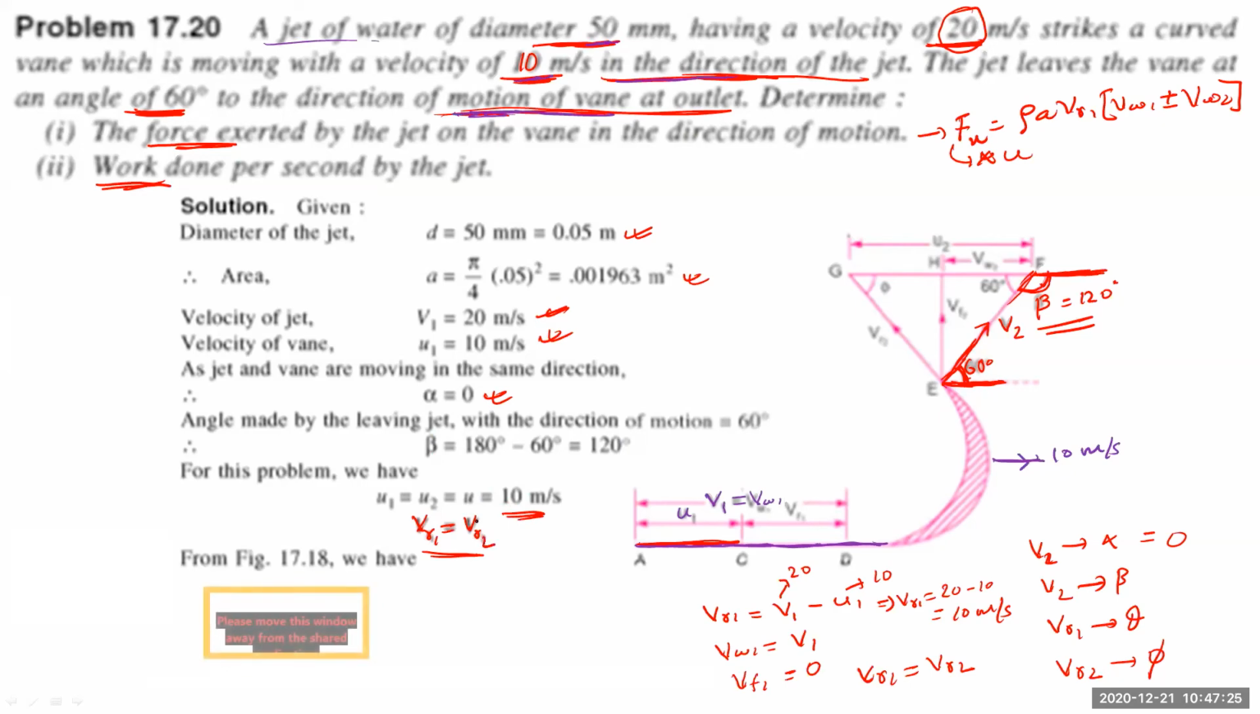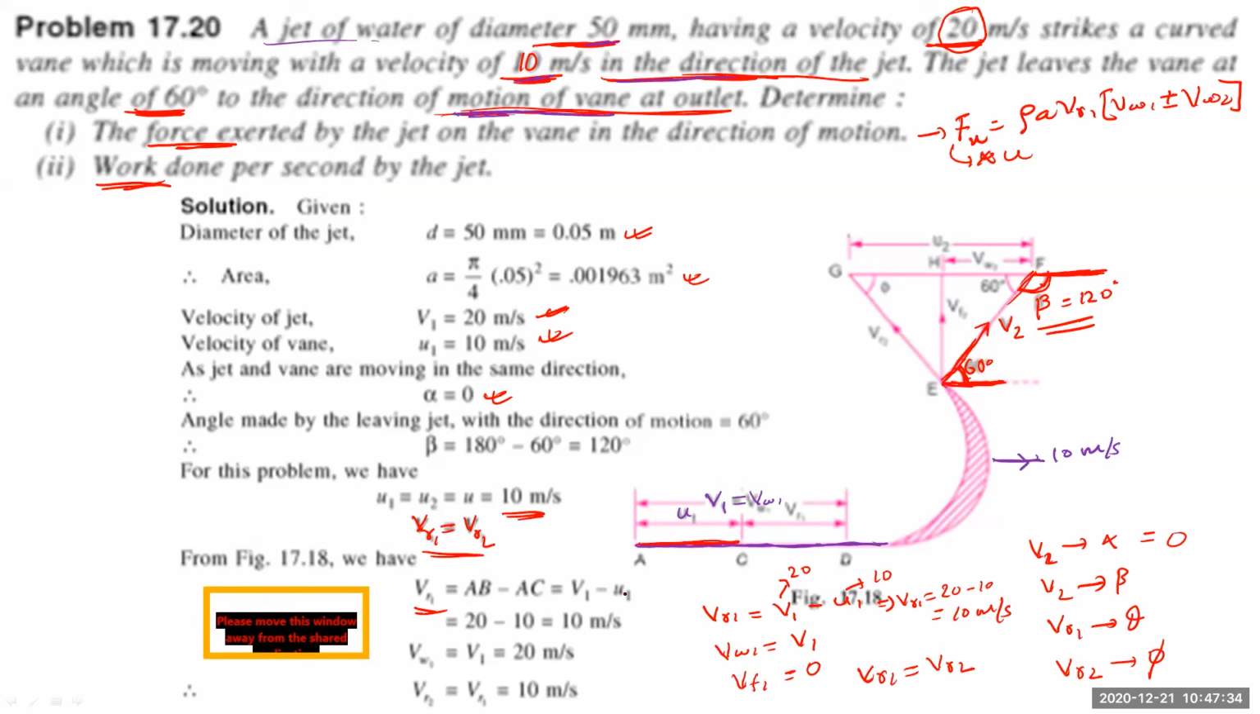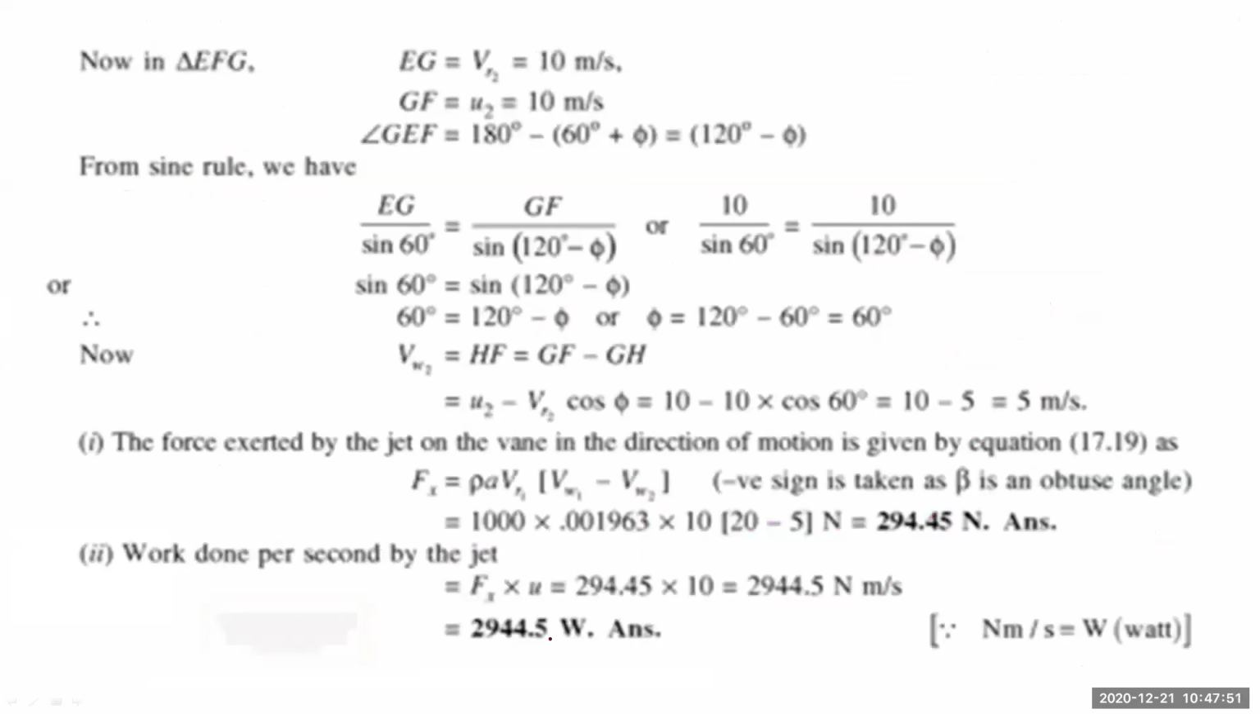Now, go to the next slide. VR1 they have calculated. VR1 equals V1 minus U1. From here you will get VR1. Since VR1 equals VR2, you can write this is also equal to VR2. VW1 equals V1 equals 20 meters per second. So on the inlet side, we have determined all the values.